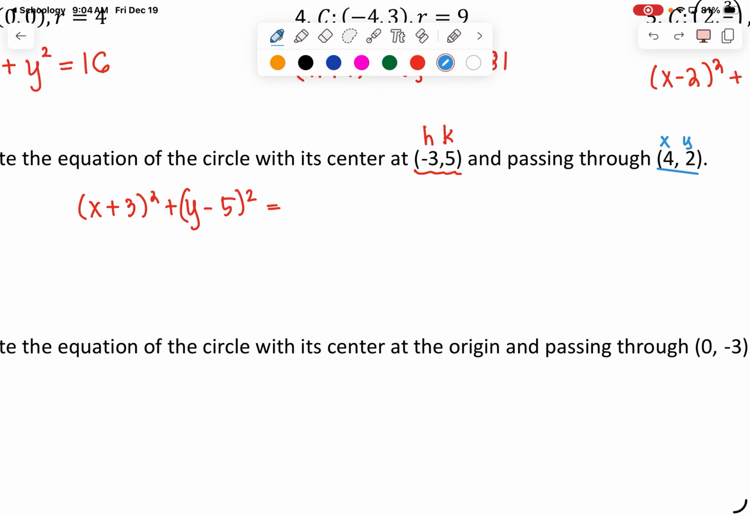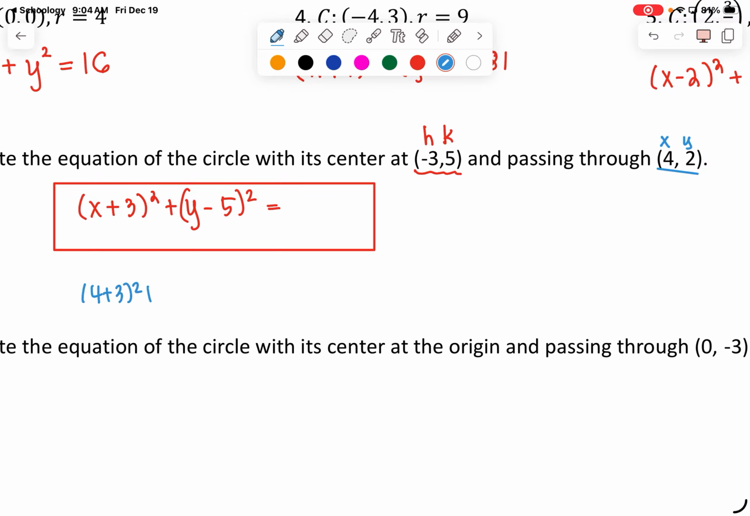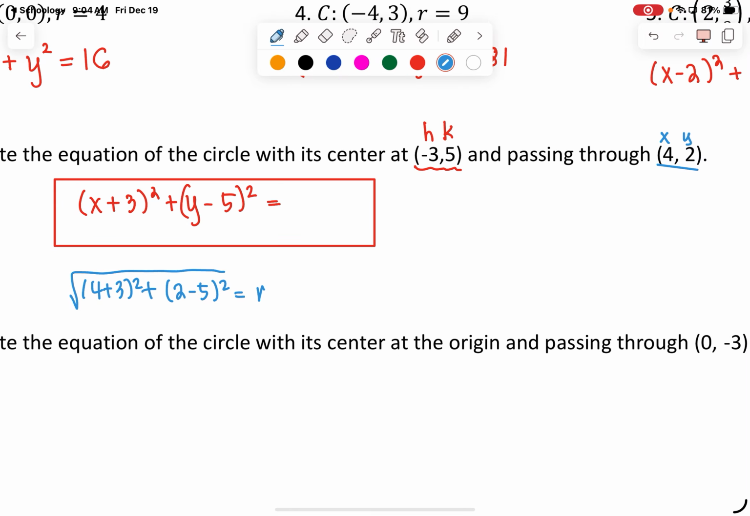So off to the side, to ensure my right answer, I'm going to box this and say, okay, that's going to be part of my final answer. I'm plugging in 4 for x and 2 for y. So I have 4 plus 3 squared plus 2 minus 5 quantity squared is equal to, and I'm going to figure out what that's equal to, and that number goes right here, okay? This is the distance formula right here, and then that would just give us r, and we have to square it. So realize this is just the shortcut to the distance formula.